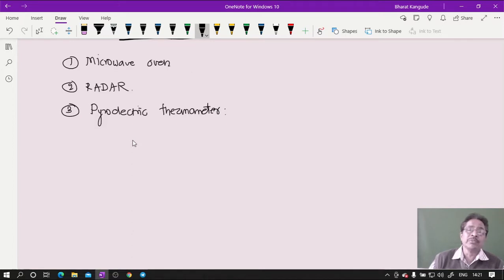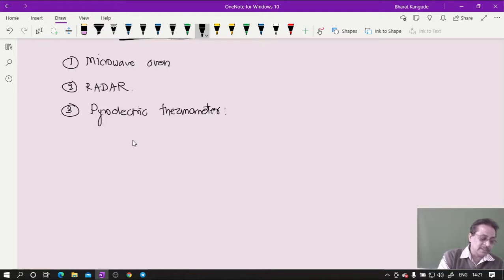Now no more you are needed. Or you might have seen recently, during the Covid period, the guns we use, the thermal guns, there also we use the same type of principle. And this particular principle is used in this pyroelectric thermometer. More about this we'll discuss when we go for the actual application of this. So this is an important application.